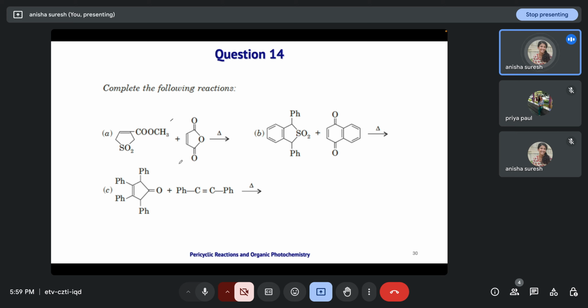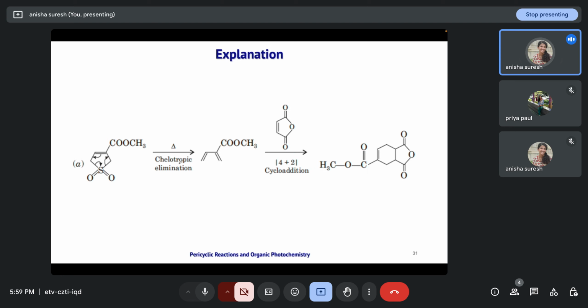So let us see the mechanisms for each. For the first question, this is the starting material. It will undergo a chelotropic reaction, as you can see by the arrow pushing. This double bond is shifting here. This bond is coming to sulfur and this bond is breaking. So the sulfur dioxide is getting removed. SO2 is getting removed as gas, and it will result in the formation of this diene.